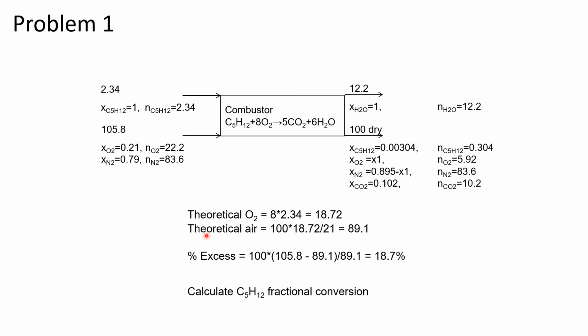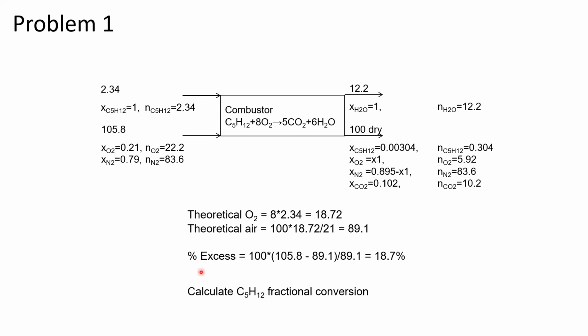The theoretical air we can calculate by taking the flow rate of oxygen and then multiplying that. There's 100 total moles of air per 21 moles of oxygen, so air is 21% oxygen. So if we take the ratio of 100 to 21 and multiply that by 18.72, that will give us the total airflow, which is 89.1. You can think of this as: if we take 0.21 times this number, it has to be equal to the theoretical oxygen. So essentially what we did is just divide by 0.21 in this equation. You can verify that for yourself.